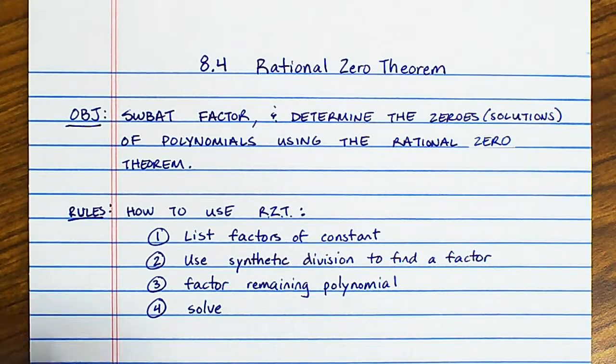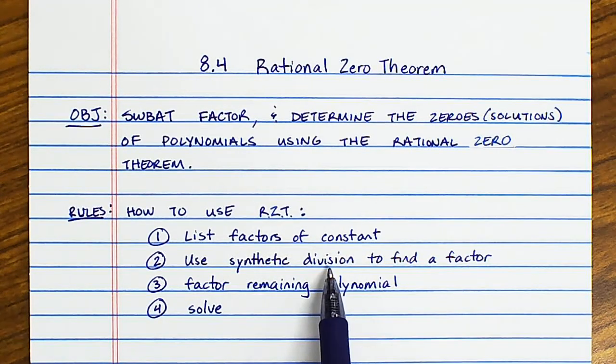How to use it. So the first thing we're going to do is list the factors of the constant. So we're going to look at that last term in our polynomial, the one that does not have a letter, and we're going to list out all of those factors. We're going to use synthetic division along with those factors to see if we can find one of them that works. Remember, one's going to work if you get a remainder of 0.